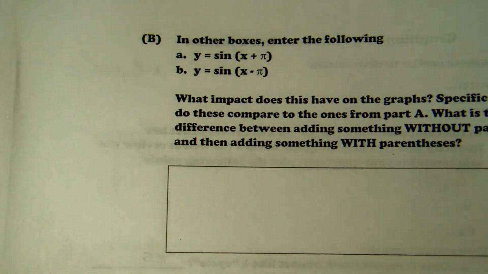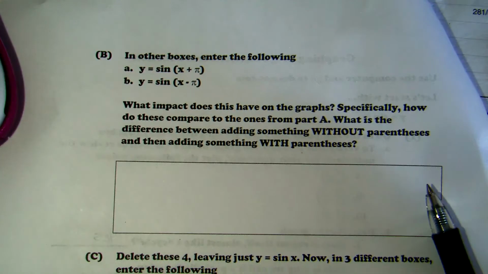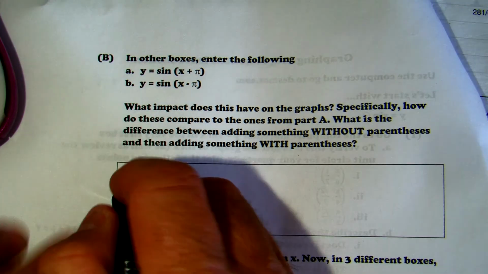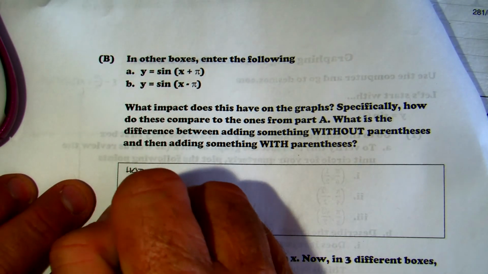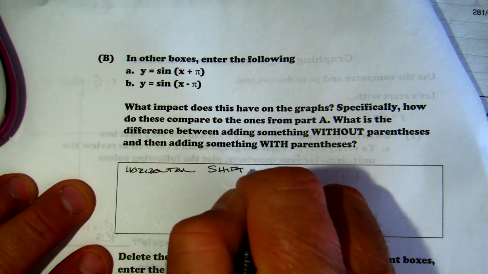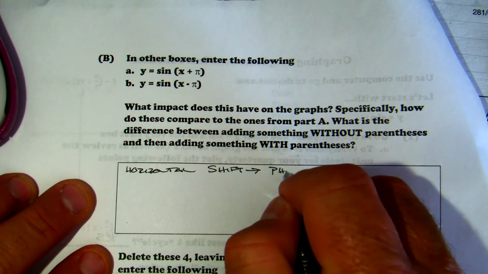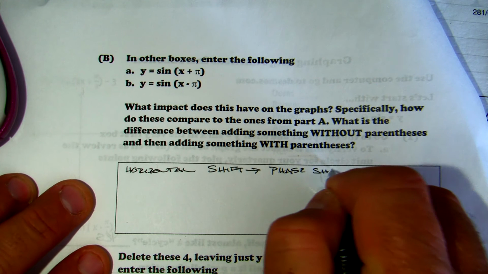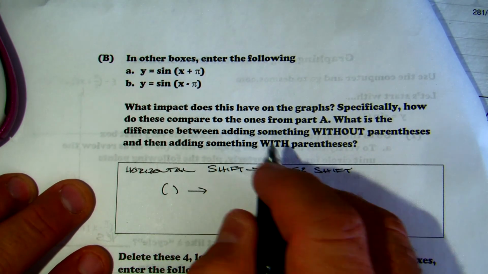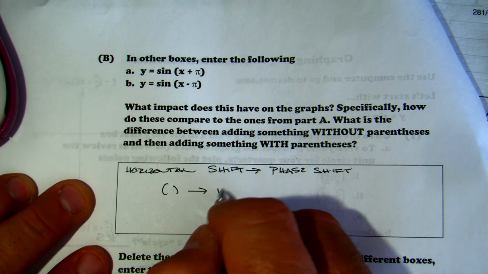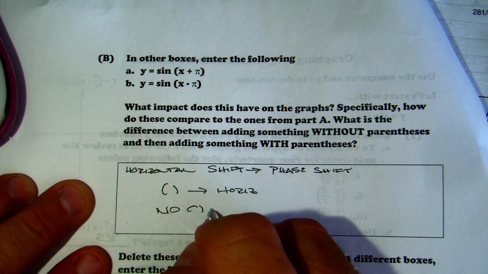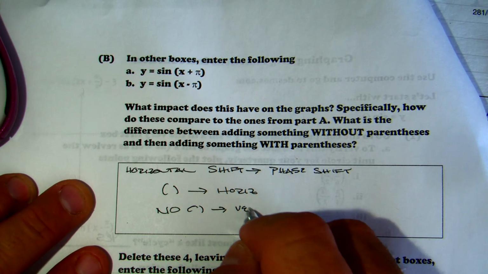So what impact does this have on the graph? Specifically, how do these compare with the ones from part A? What is the difference between adding something inside versus outside? This created a horizontal shift, which we often describe as a phase shift. So when there's parentheses and a number is being added or subtracted, it's horizontal. And when there's no parentheses, it's a vertical shift.